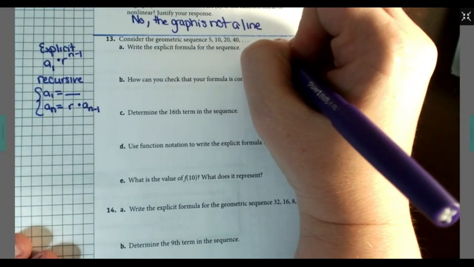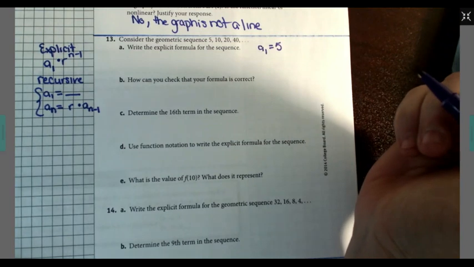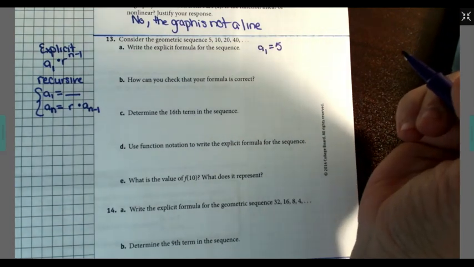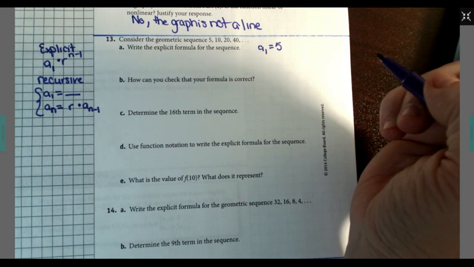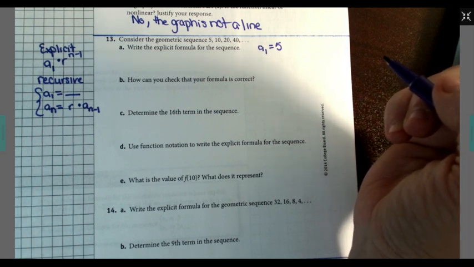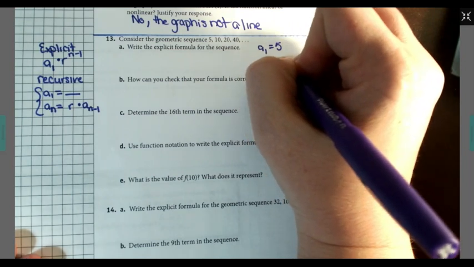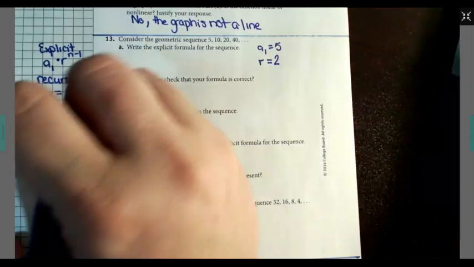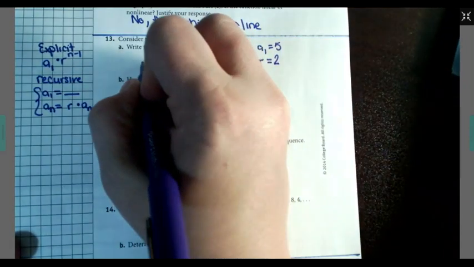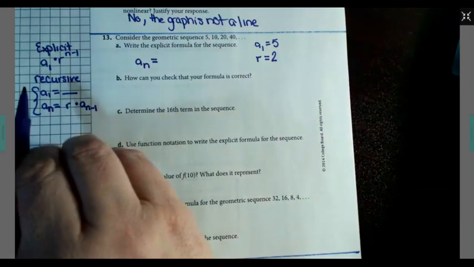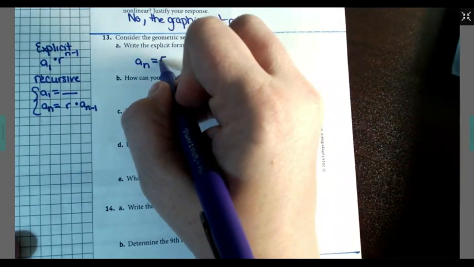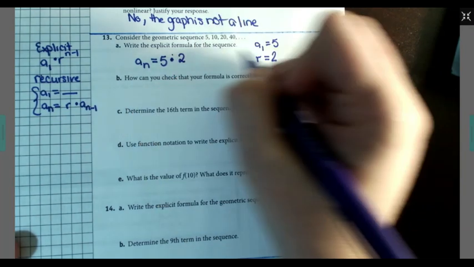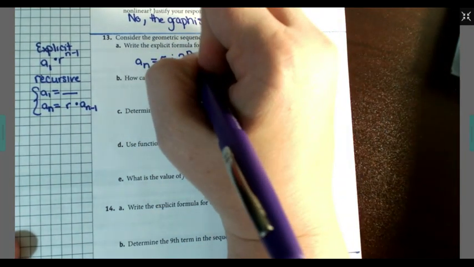Well, a sub 1 is 5, because that's the first term in the sequence. How do we go from 5 to 10? Times 2, right? How do you go from 10 to 20? Again, times 2. It asked us to write the explicit formula. So we're going to write a sub n equals a sub 1, which we said was 5, times 2, that's my ratio, always to the n minus 1.